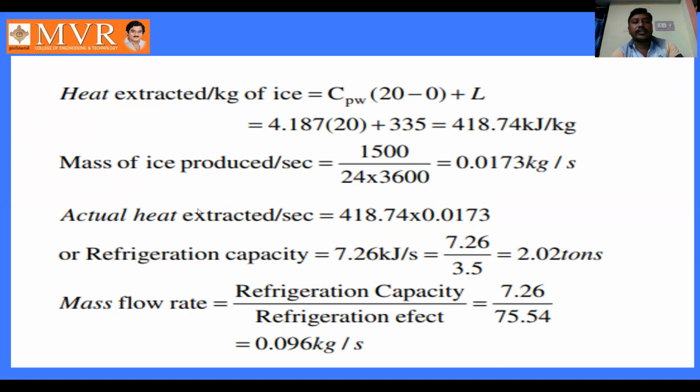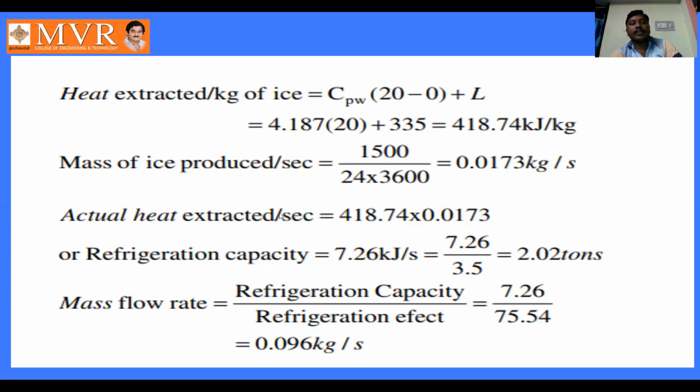And the actual heat rejected per second. We have calculated the heat rejected per kg as 418.74, multiplied by the ice produced per second, 0.0173. Hence we have got the actual heat extracted per second, or we can name this the refrigeration capacity. Hence we have got 7.26 kilojoule per second.